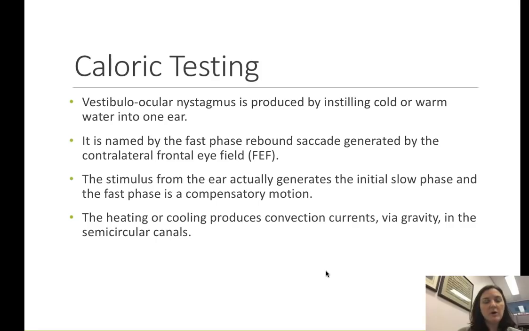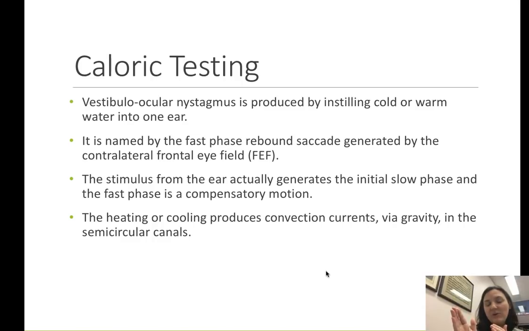So caloric testing is a test of the brainstem function, but also turns out a test of the frontal eye fields. Vestibulo-ocular nystagmus is produced when you instill cold or warm water into one ear. And cold and warm cause different reactions. I'll show you a picture in a second. What happens is that there is a driving of the eyes in a certain direction based on the vestibulo-ocular system.